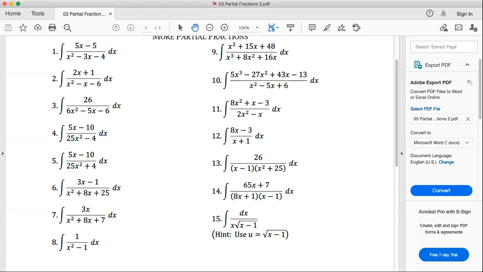If the degrees are the same, or if the degree on the top is bigger, like on 10, 11, and 12, you start with long division and then you do partial fractions. Does that make sense? Yeah, let's do one of those in a second.